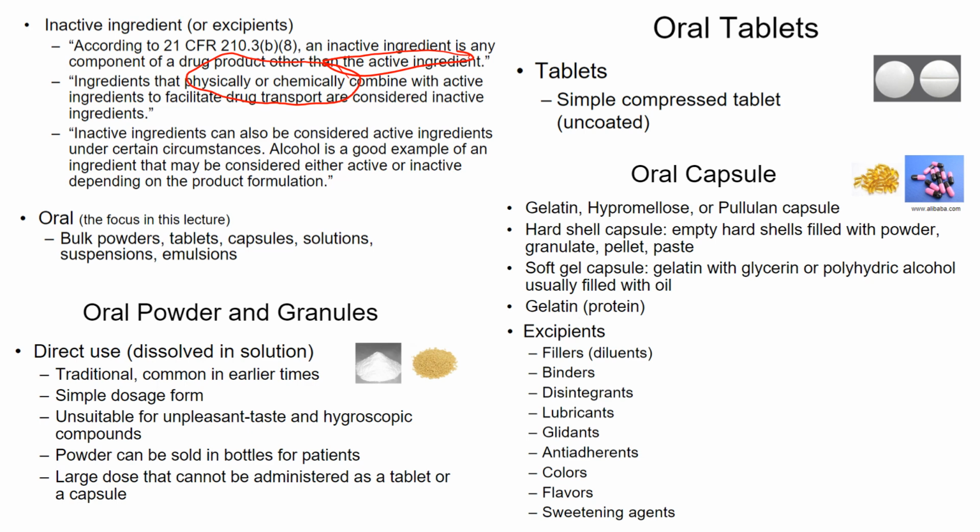There are also sometimes where inactive ingredients can be considered active. Alcohol, for example, because that's going to do something to your body. It's not like sugar, which just gets absorbed. Alcohol will cause CNS effects and things like that. So yeah, it can get complex, but just know inactive doesn't really do anything, right?